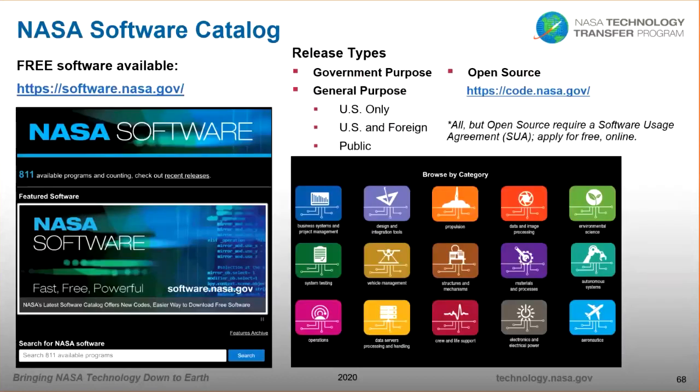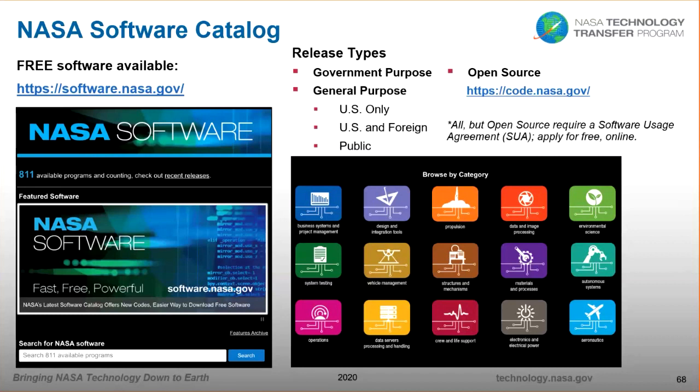And I want to touch on our NASA software catalog. So we have free software available at software.nasa.gov, and we have 3 different release types. And this is open to companies and individuals. So if you're somebody who's somewhat of a hobbyist and you want to see if there's something out there that might help one of your hobbies, go ahead and apply for it. And the 3 release types are laid out in more detail on the website.